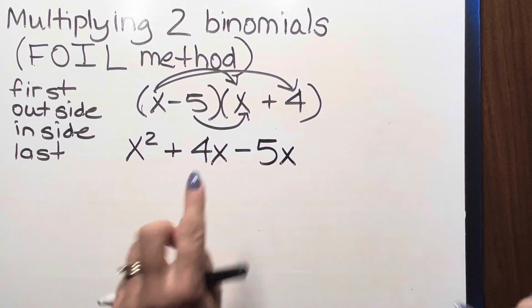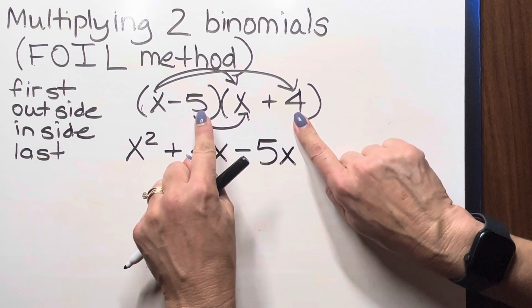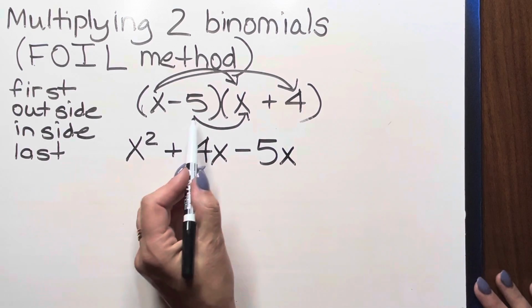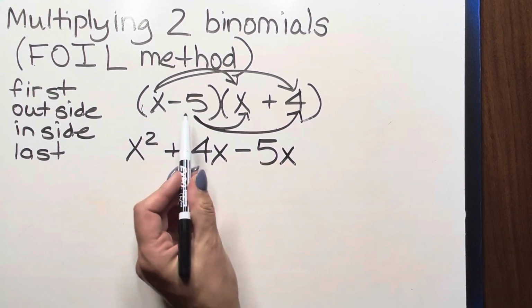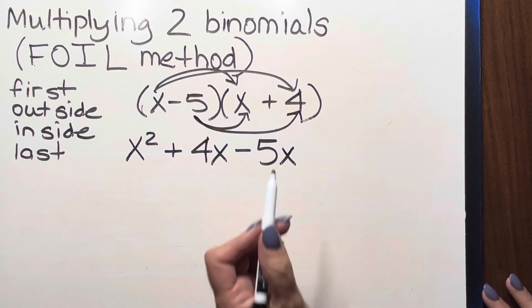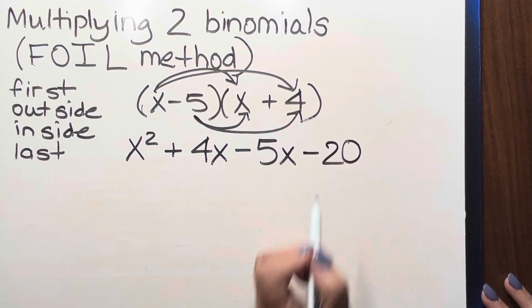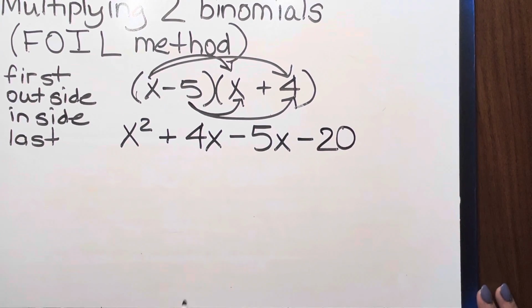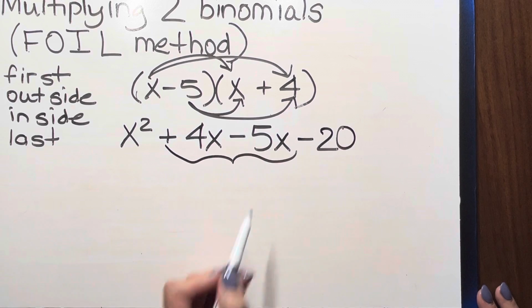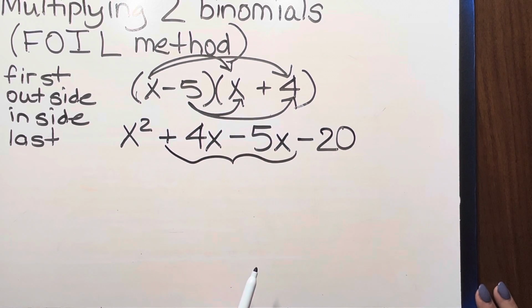And then the last means these last two terms in the parentheses, right? This is the last one here and here. So I've got an arrow for the negative 5 times the positive 4. So that's minus 20.